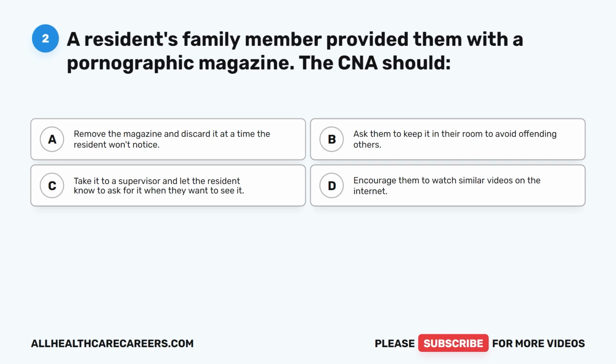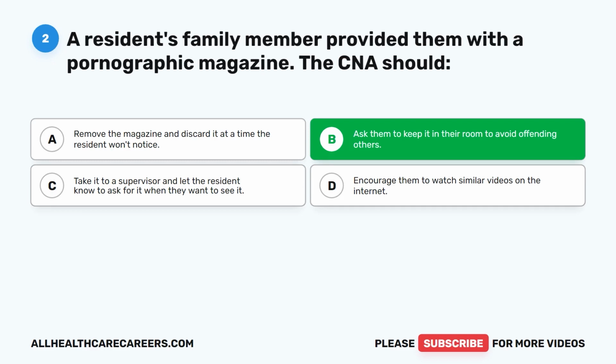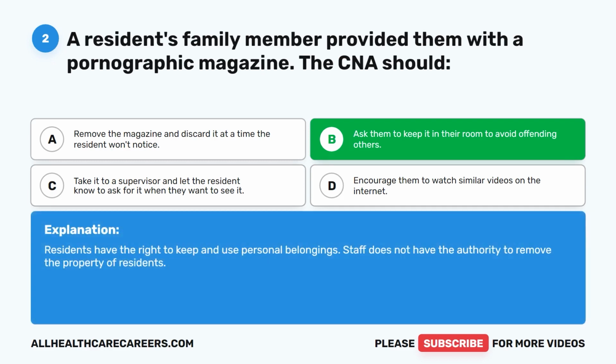The correct answer is B. Ask them to keep it in their room to avoid offending others. Residents have the right to keep and use personal belongings. Staff does not have the authority to remove the property of residents.